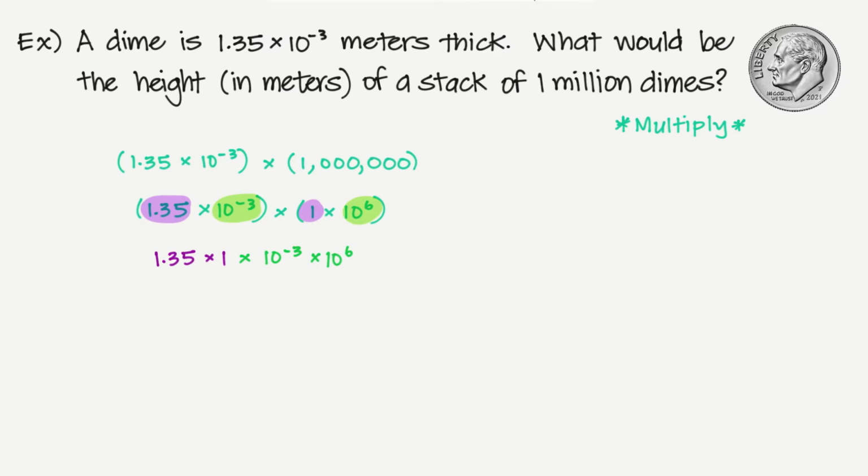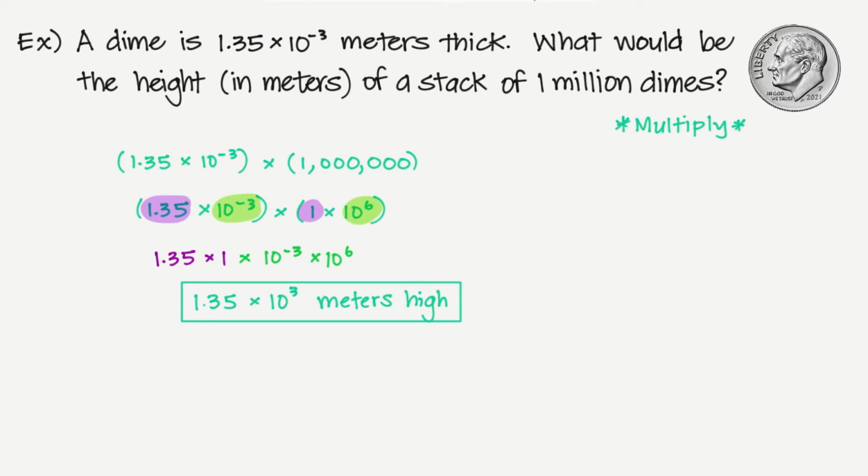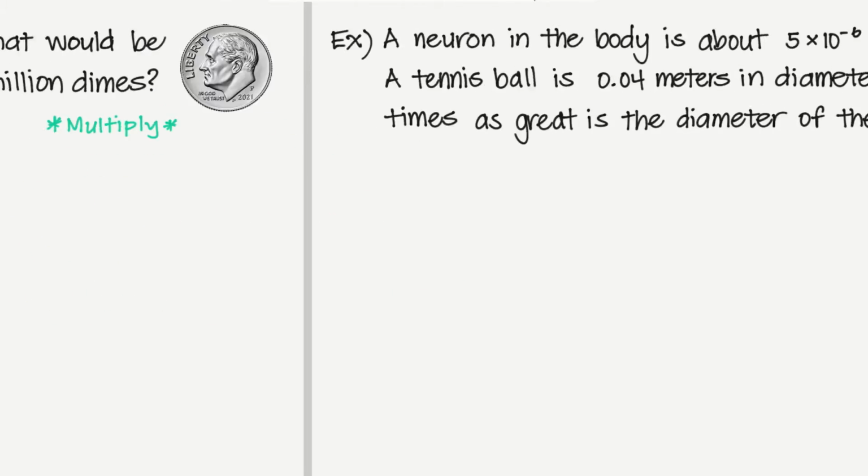1.35 times 1 is just 1.35. And when I add negative 3 and 6, I get positive 3. So my final answer is 1.35 times 10 to the 3rd power meters high. So it's pretty high if you stacked up all those dimes.